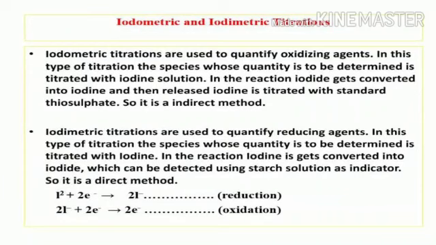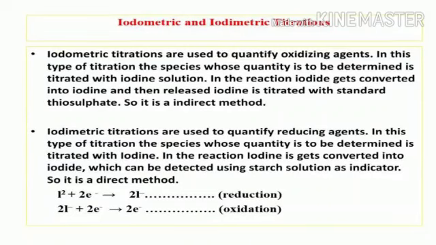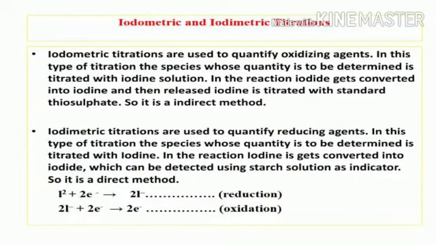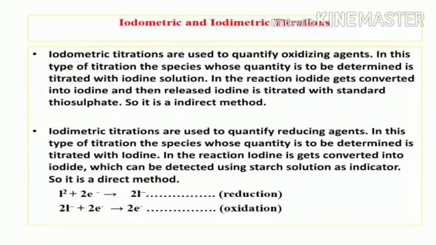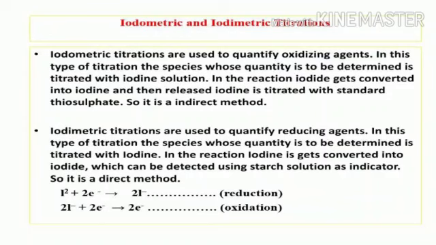Iodimetric titrations are used to quantify reducing agents. In this type of titration, the species whose quantity is to be determined is titrated with iodine. In the reaction, iodine gets converted into iodide, which can be detected using starch solution as indicator. So it is a direct method.